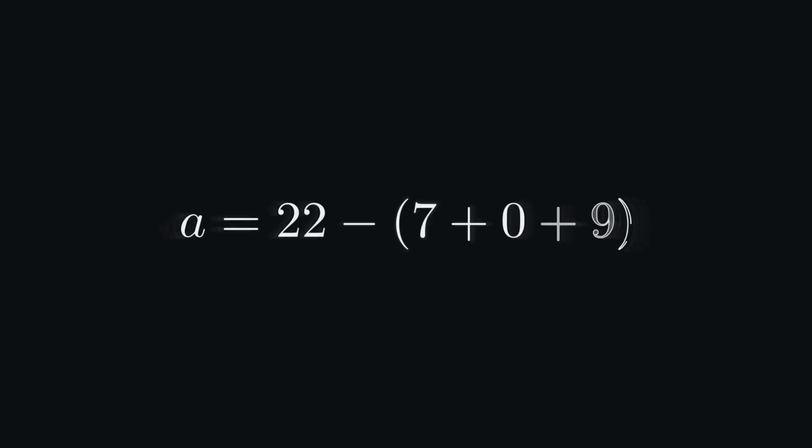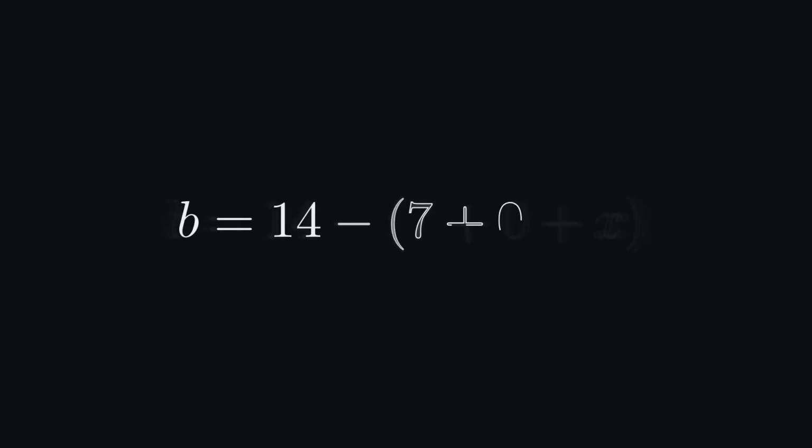Now, let's introduce the unknown regions in our diagram. To find the number of women who sell only yam, we subtract all overlapping regions from 22. So, we set up the equation a equals 22 minus the sum of the overlaps. This simplifies to a equals 22 minus 16. Thus, a equals 6, meaning 6 women sell only yam.